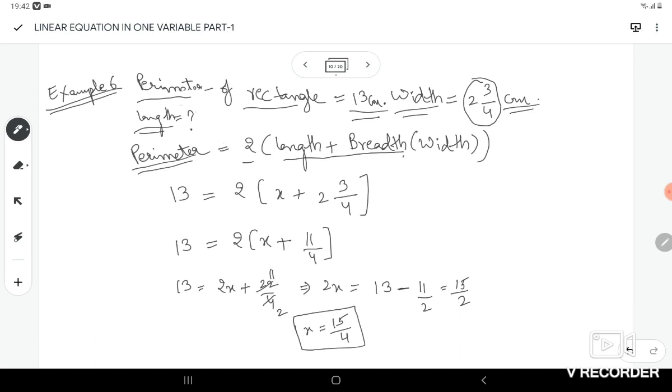So let length equal to x. The perimeter is given as 13. So 13 is equal to 2 times (length, which we have let as x, and width, which is 2 whole 3 by 4). So 13 equals 2 times (x plus, on solving 2 whole 3 by 4, we get 11 by 4), and on solving the equation we get x equal to 15 by 4. So we can say that the length of the rectangle is equal to 15 by 4.